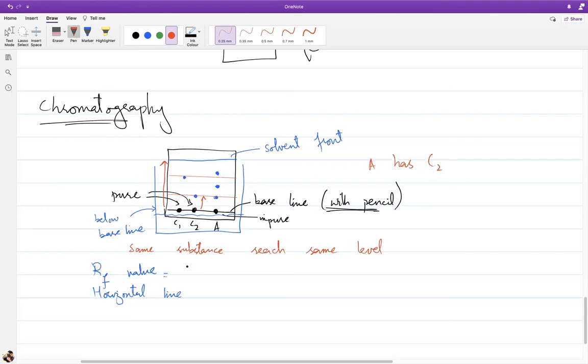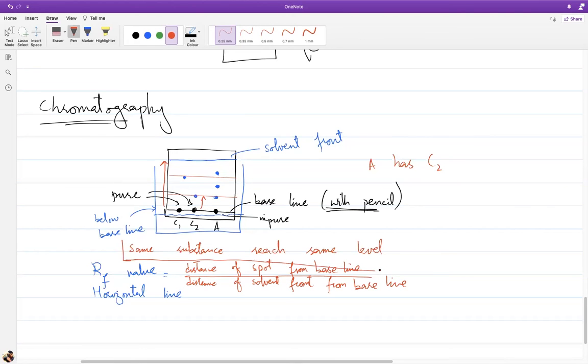So what is RF value? It is the distance traveled, distance of spot from the starting line compared to distance of solvent front from the starting line. That's it. So because of this, that same substances reach same level, we can also say that they have the same RF value. So I calculate the RF value of C2, I calculate the RF value of this spot in A, I will know that they have the same RF value. A has C2.